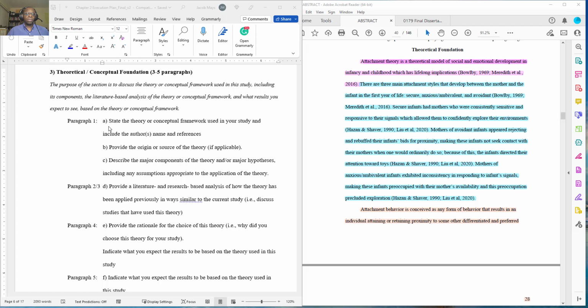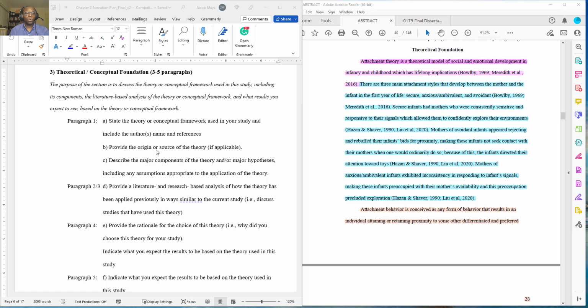So the first paragraph, state the theory or conceptual framework used in the study and include the author or authors' names and references. Attachment theory is a theoretical model of social and emotional development in infancy and childhood, which has lifelong implications. Okay, so we have the authors and references, so we check that off.